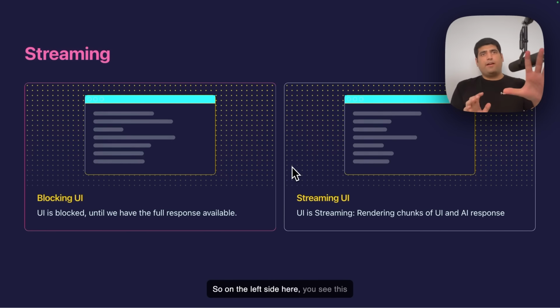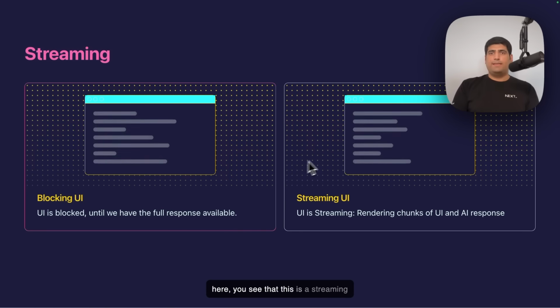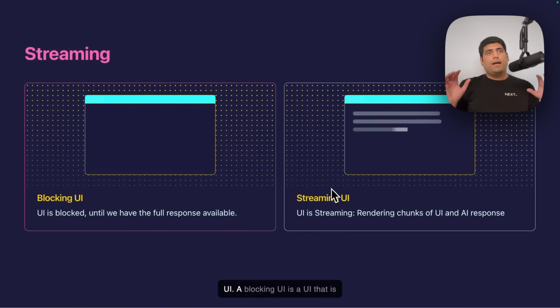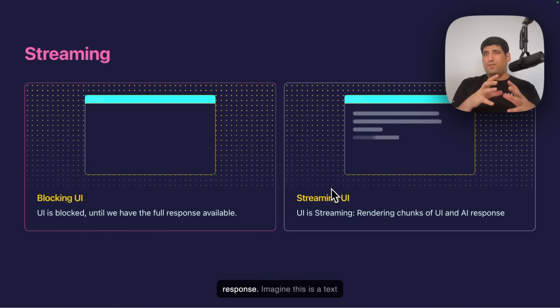So on the left side here, you see this is a blocking UI. And on the right side here, you see that this is a streaming UI, right? A blocking UI is a UI which is blocked until we receive the full response.